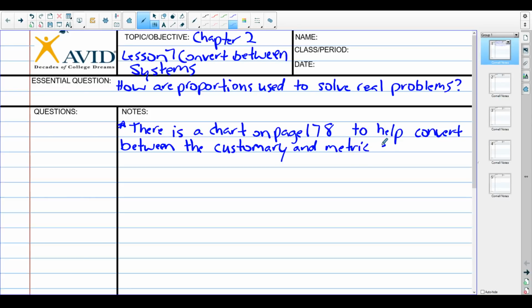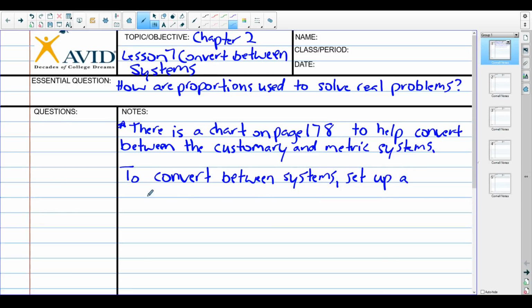Okay. Period. Okay, so then we can start. To convert between systems, set up a proportion and solve. Wow, that's the whole thing. Set up a proportion and solve. So this should be nice and easy. Notes again. That is correct. Your life is notes now.